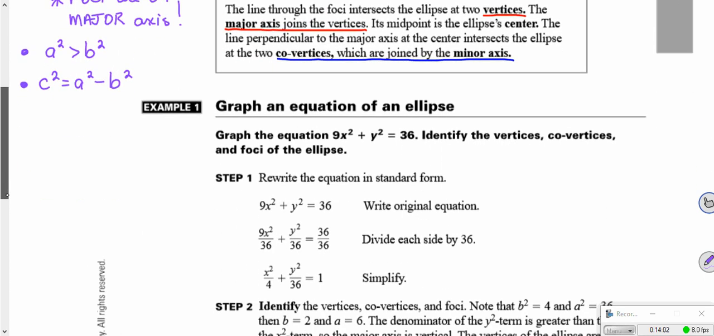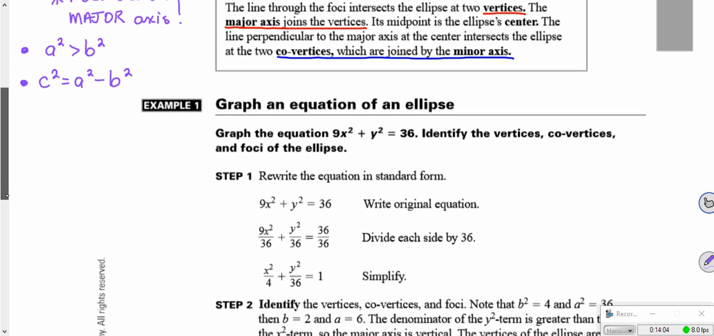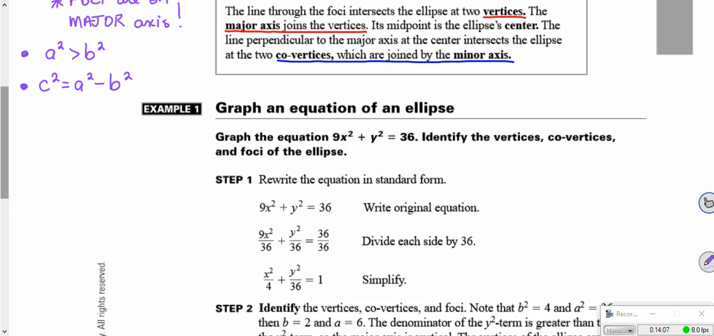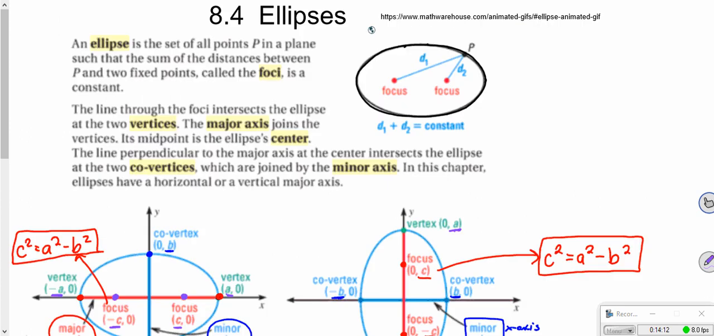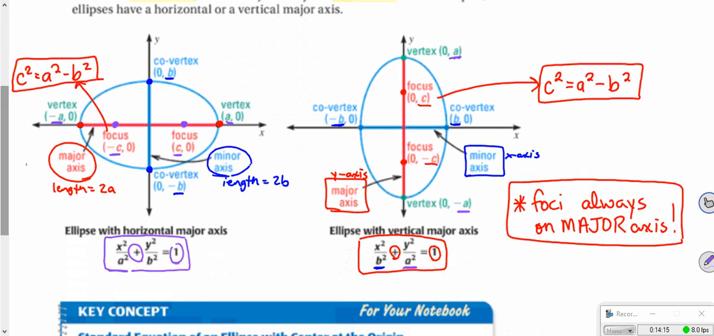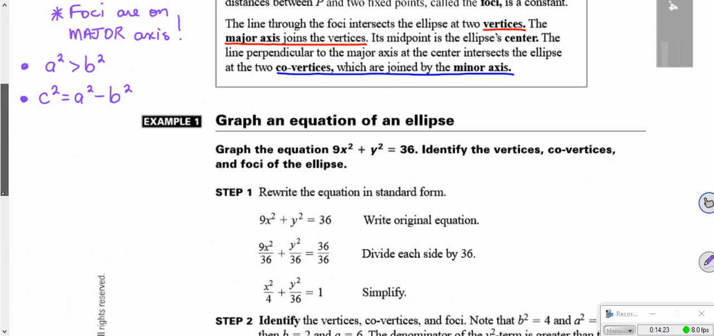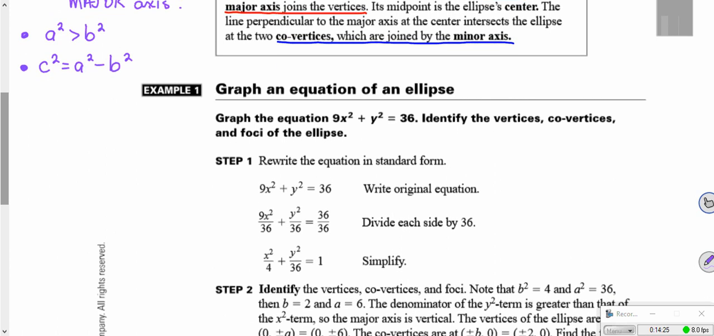Okay, now, graph an equation of an ellipse. Graph the equation 9x squared plus y squared equals 36. Notice on the previous page, I pointed out that the formula always has to have a plus and a 1. Well, we don't have that. So the first thing we have to do is divide everything here. You notice they're dividing every piece by 36 to get a 1. So you have to first get it in standard form. We need a 1 here, and we need a plus there for an ellipse.